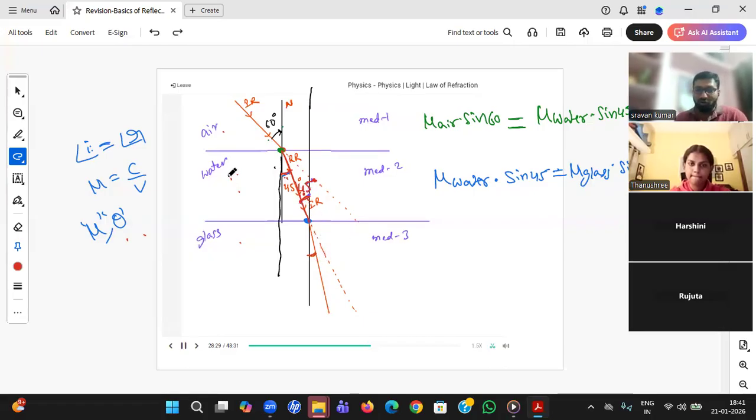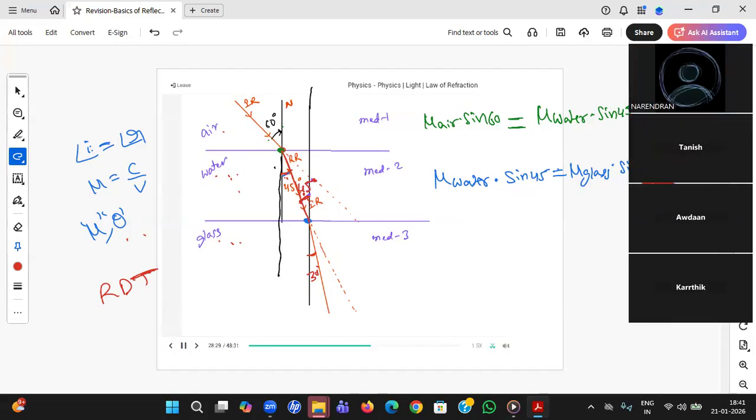But you know, sir, water to glass, rarer to denser, towards normal means it has moved more towards normal. If it is 45, it should be less than 45. That's the reason she has taken sine 30. But he will generally give this angle as 30 degrees. Okay. Understood, Megha?